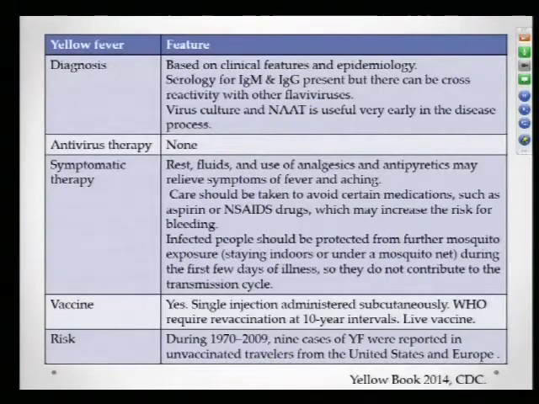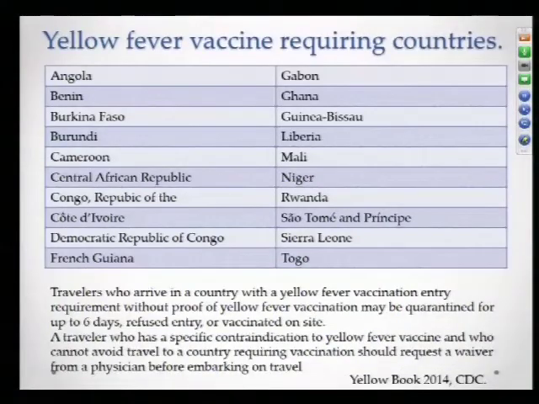Is there a vaccine? Yes, actually, finally, there is a vaccine, I should say, amongst all these diseases that I talked about. Risk, very low. In the last, say, 5 decades, about 9 cases of yellow fever were reported. Now, mind you, because of asymptomatic infections, maybe those others who got it never got reported because they didn't present to their physicians. Countries that require yellow fever, usually in the West African and Central African areas.